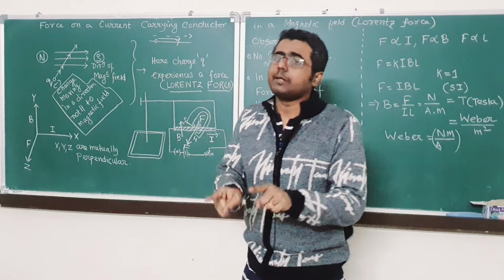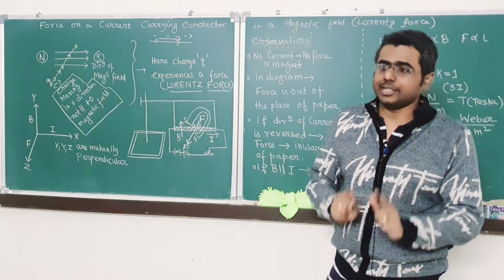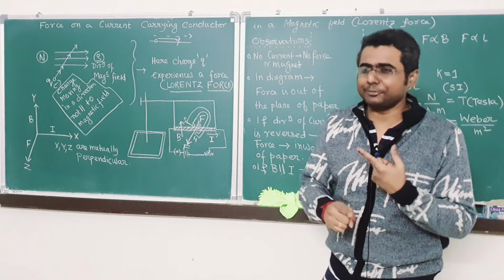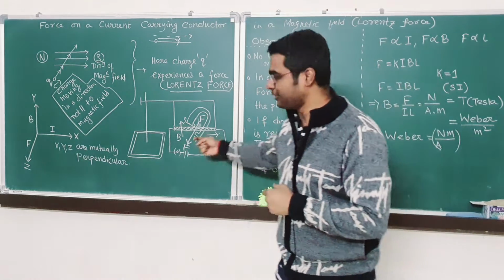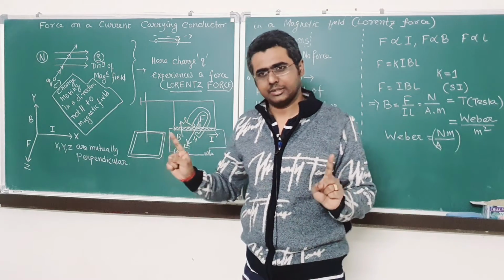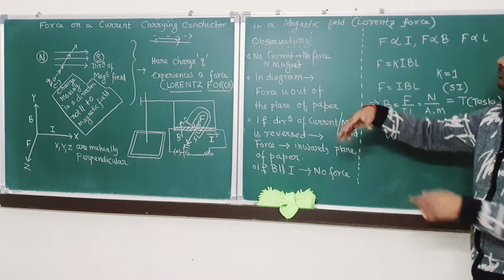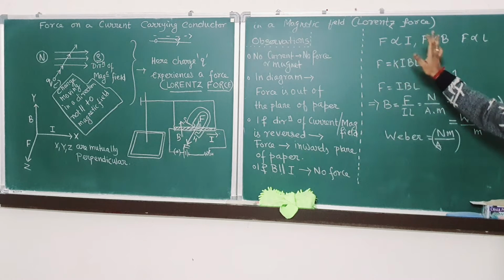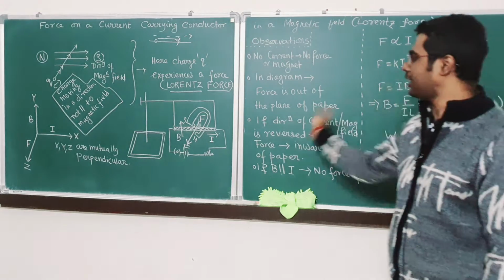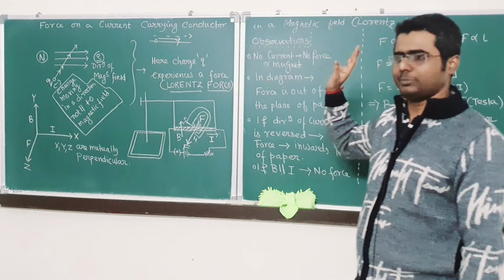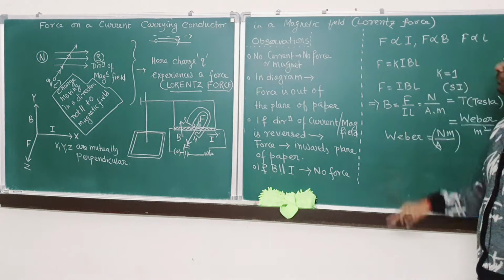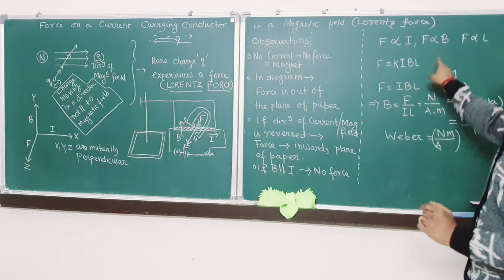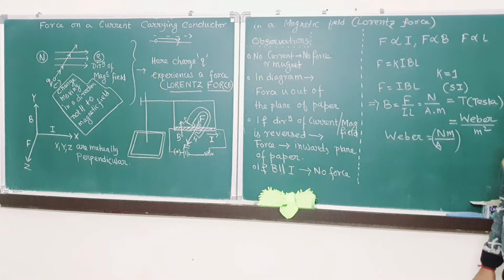But if I change magnetic field and current simultaneously, then one cancels out the other. So again the force will be out of the plane of paper. Now if we conglomerate all these things, we get that force will be directly proportional to the current applied. So more and more current will be passing, more and more force will be generated. It is directly proportional to the strength of the magnet. Strength of the magnet will give you the strength of the magnetic field, which is denoted by B.